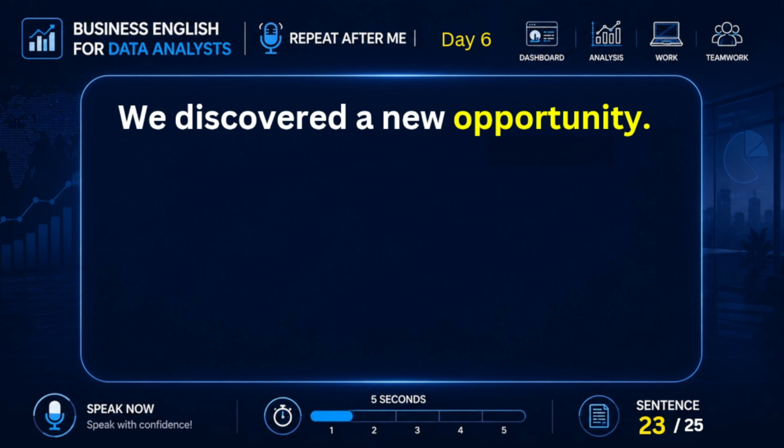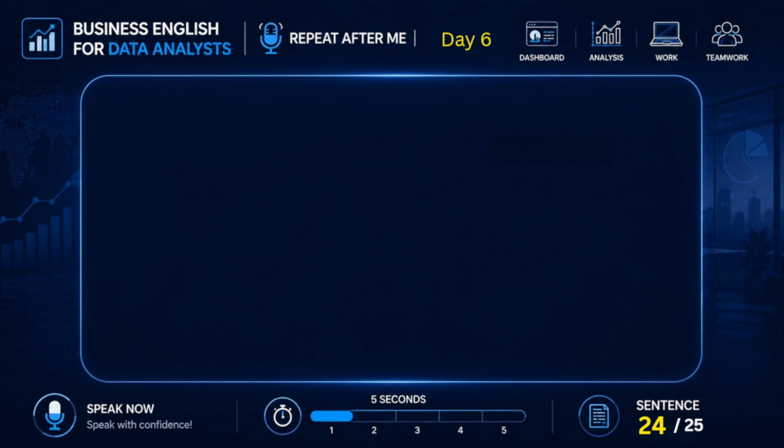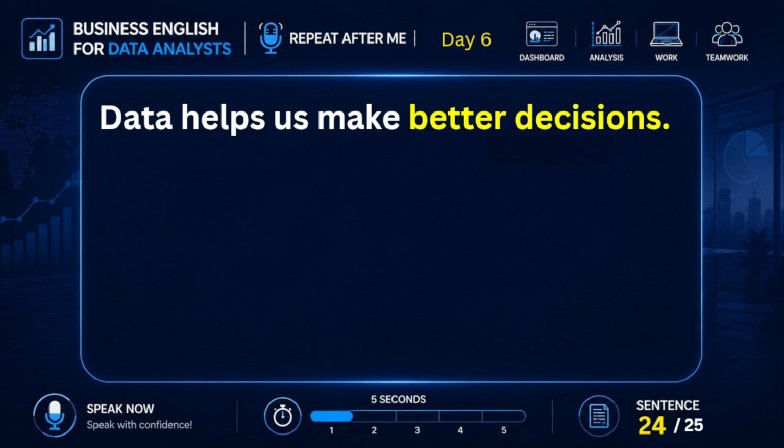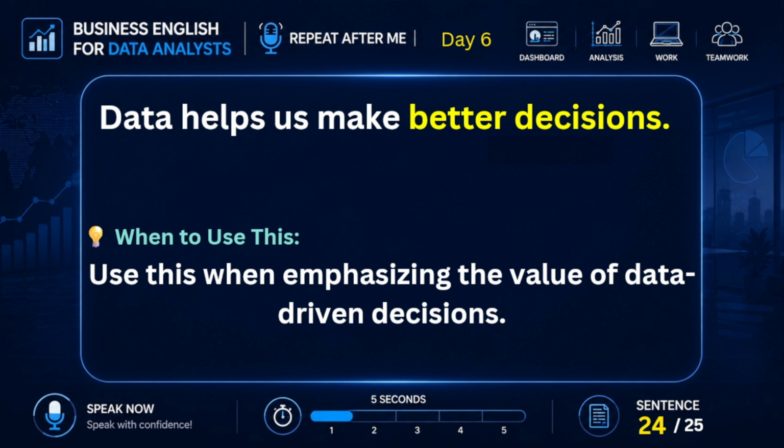We discovered a new opportunity. Use this when identifying a potential area for growth. Data helps us make better decisions. Use this when emphasizing the value of data-driven decisions.